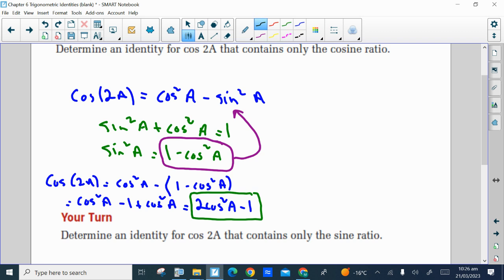Okay? Also, if we start with the Pythagorean identity, what I did a few minutes ago is I subtracted the cos squared A from both sides to get sine squared A by itself. Well, you can also subtract the sine squared A from both sides to get cos squared A by itself.